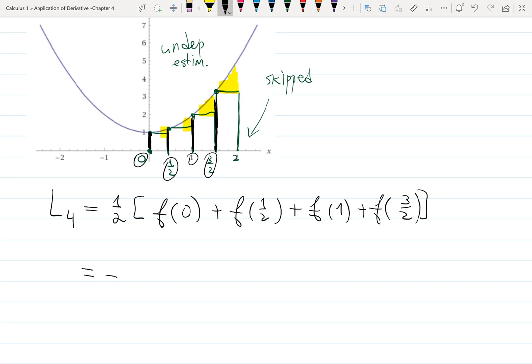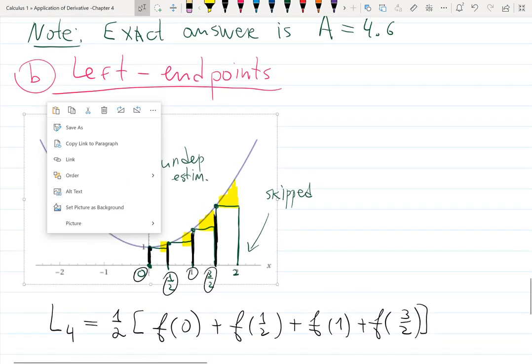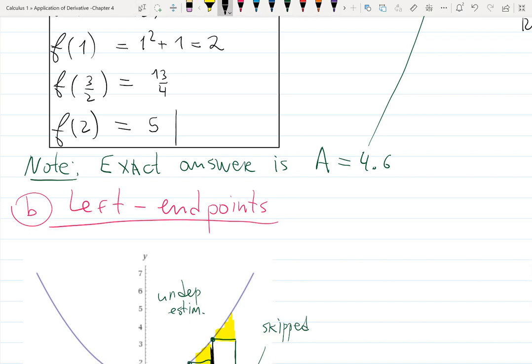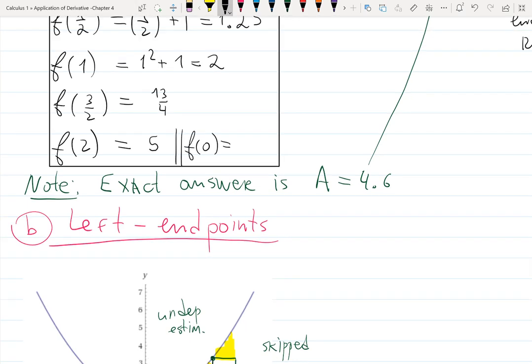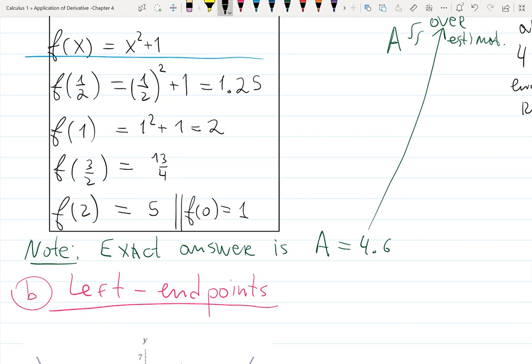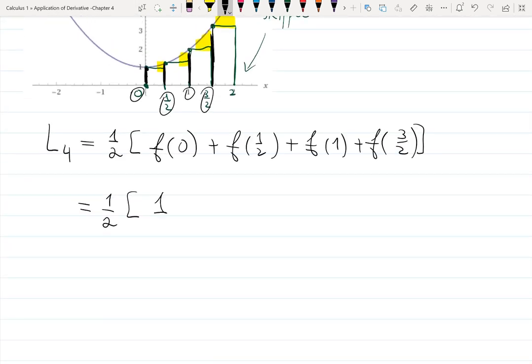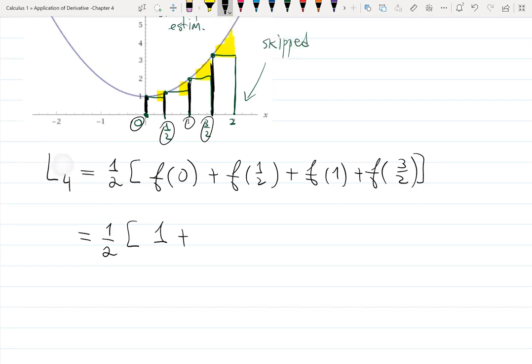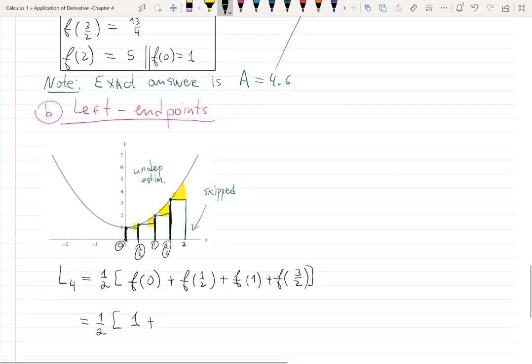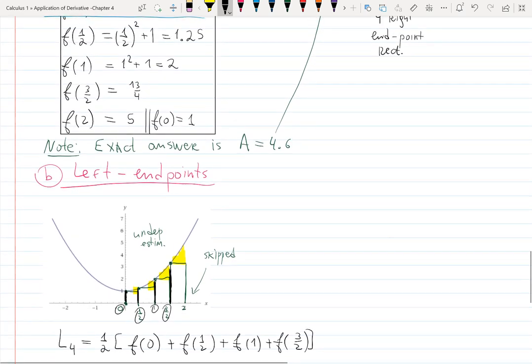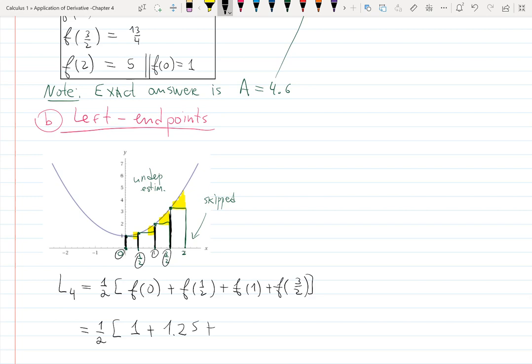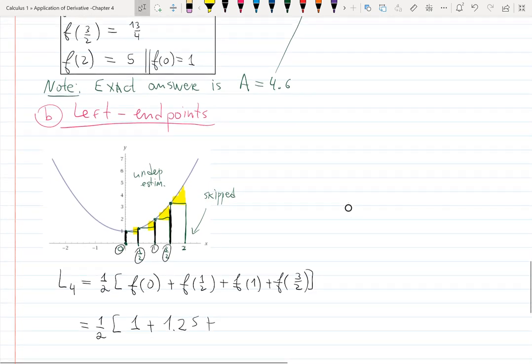Well, we have most of these calculations from the table before. We're just missing f of 0, but f of 0 is easy to calculate. I can even add it to the table. F at 0 is, since the function is x squared plus 1, that's 1. So the numbers from the table are 1 plus, and keep going. I actually don't remember them. f at 1/2 is 1.25, f at 1 is 2, and f at 3/2 is 3.25. And the answer is 3.75.